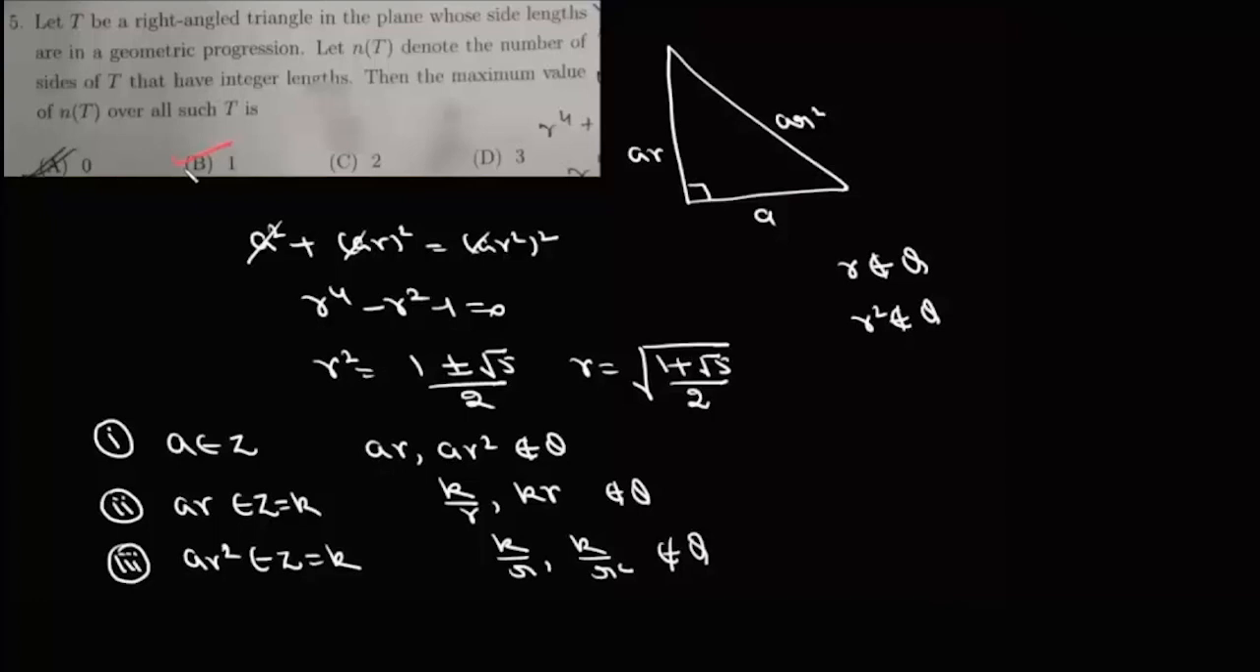And the third case is when ar square is an integer. Suppose it is k. Now a is k upon r square and ar is k upon r. Now k is an integer, and both r and r square are irrational. So again these two sides will be irrational. So in any case, the maximum number of sides that can have integer length is 1, and that's your option B.